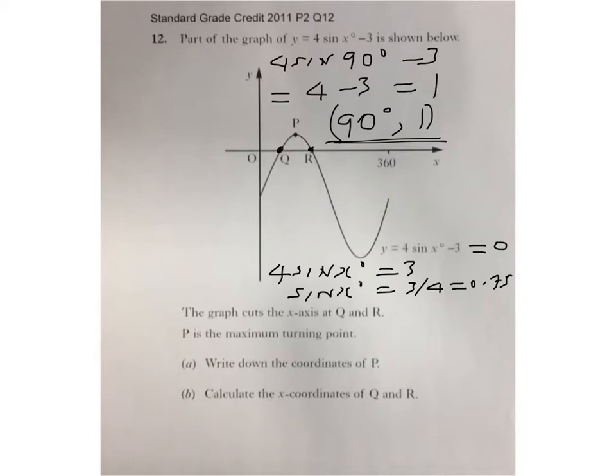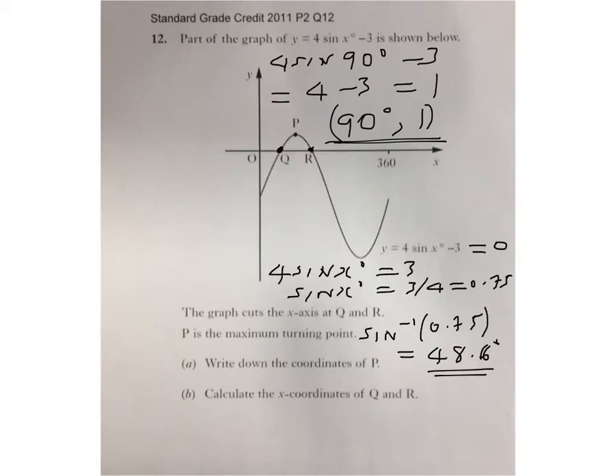Then we want to get the value of the angle, so we use inverse sine. So on your calculator, that's sine to the minus 1, 0.75. So that gives us an angle of 48.6 degrees. So that's our first solution. So that's the answer for Q. We need to find the second solution now.